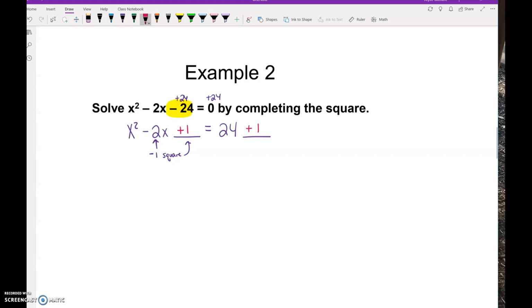Now the factored form here is x minus 1 squared. Negative 1 times 2 is negative 2. Negative 1 squared is positive 1. So this is the perfect square trinomial for the binomial x minus 1 squared. At this point, we can square root both sides. I'll bet you can finish this problem on your own.